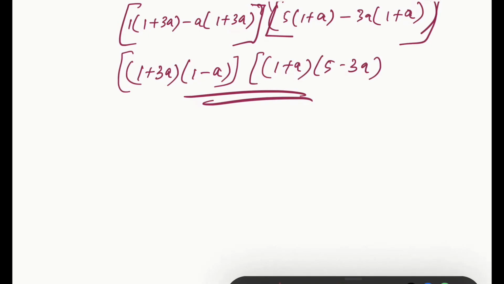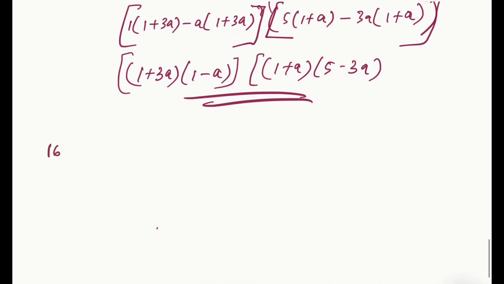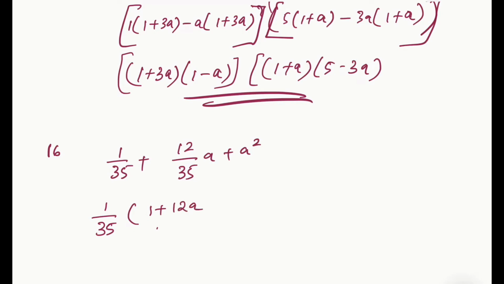Okay. So what do we have in question number 16? 1 by 35 plus 12 by 35a plus a square. Can I take 1 by 35 outside here? So what do I get? 1 by 35, 1 plus 12a plus 35a square I need to write here to balance it, right? So let this 1 by 35 be outside here. Let us try to solve this part. So what is our product? Product should be equal to 35. Sum should be equal to 12. Okay. So I can take it as 7 and 5. Am I right? 7 plus 5 is 12. 7 into 5 is 35.